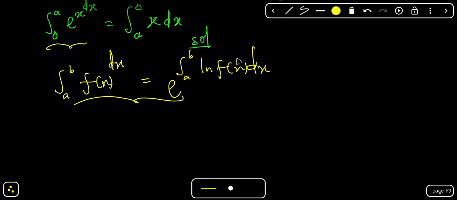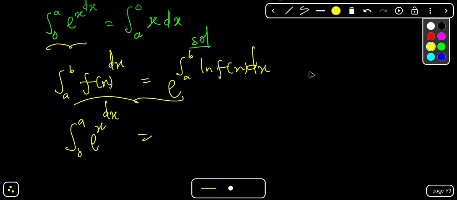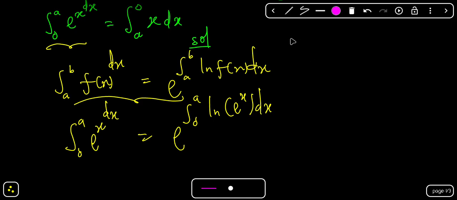Okay guys, so let's solve that left hand side. We have the integral from 0 to a of e raised to the power of x, then raised to the power of dx. If you apply this particular identity, this will be equal to exponential of the integral from 0 to a of natural log of e raised to the power of x dx. Then, according to the natural log property, natural log of a raised to the power of b is equal to b multiplied by natural log of a. That is what's going to happen right here.